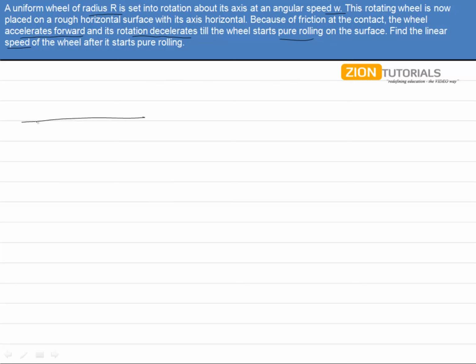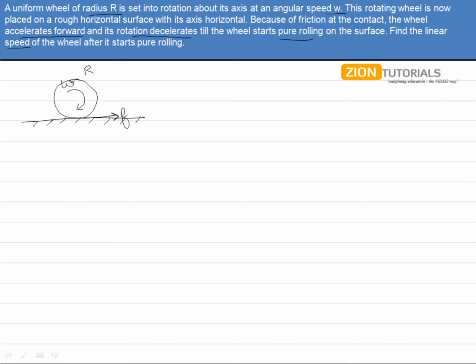Now this is the surface. Since it is accelerating forward due to the friction force, that means friction should act this way, which means that the velocity due to the rotation should come to the left. This means that it is rotating like this, and the angular speed has been given as omega and the radius as r.